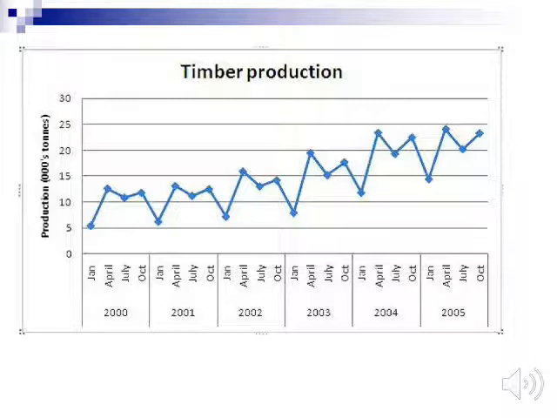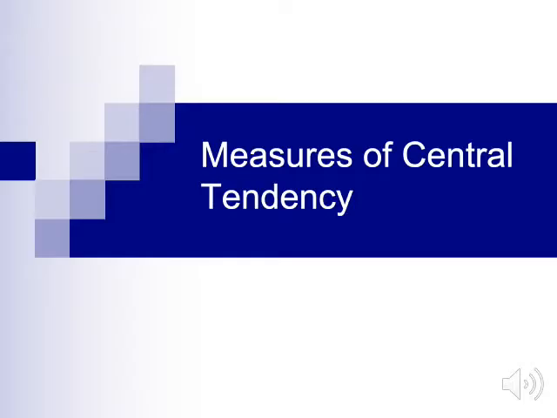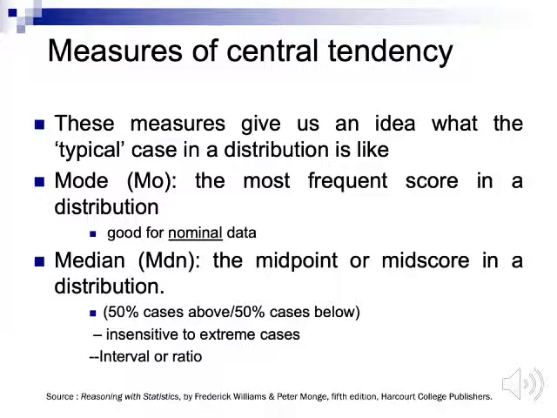So now we will move on to the next one, which is the measures of central tendency. Okay, so there are three measures of central tendency: the mode, the median, and the mean. So when you say the mode, that's good for nominal data like just gender mode.